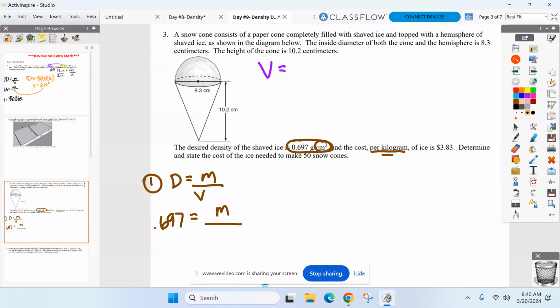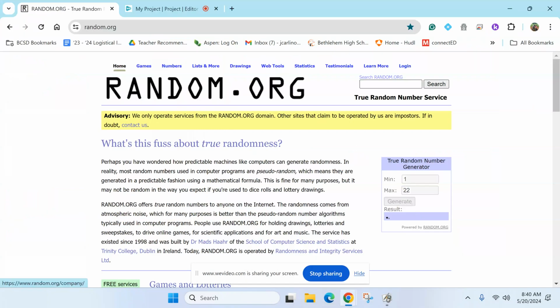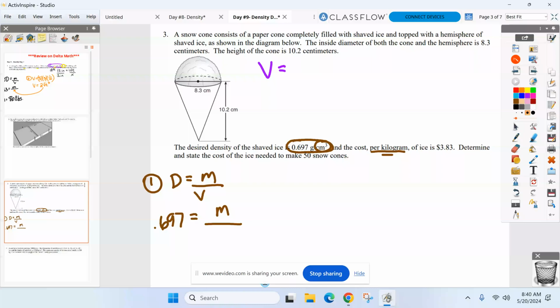What's the figure on top again? Actually, just tell me both. This consists of 2 figures right now. The snow cone consists of 2 figures. We've got to find the volume of. Name the 2 figures up here. Finley, name these 2 figures. It's a what and a what? Thank you. Great job. It's a cone plus a hemisphere.